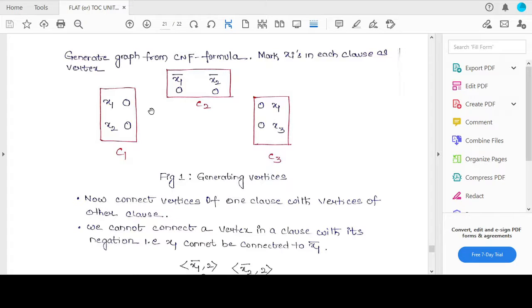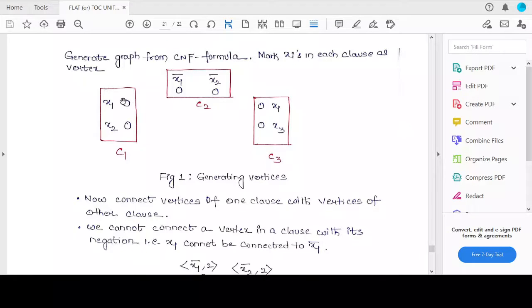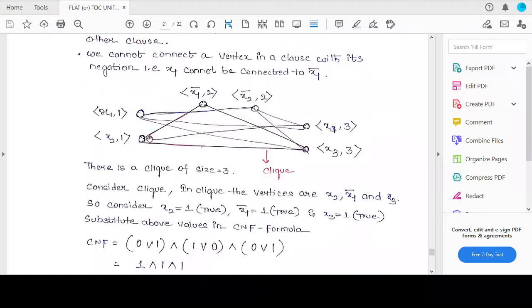That means you cannot connect the x1 vertex with its negation x1 bar in another class. So x1 and x1 bar should not be connected. However, you can connect x2 and x1 bar. By applying this, we can draw the edges among the vertices of the clauses. So this is the connected graph that I got. After connecting the vertices of all the clauses together by edges, we got this graph, and from this graph, we have to identify the clique.